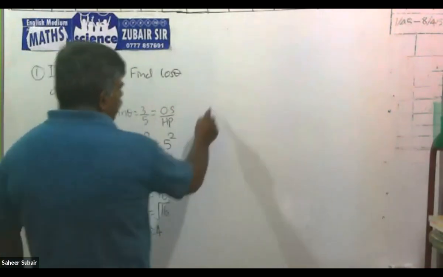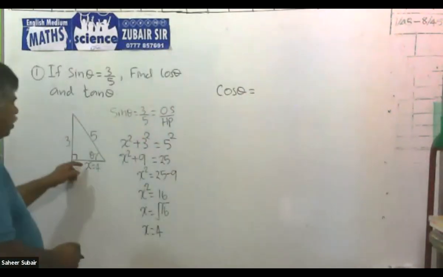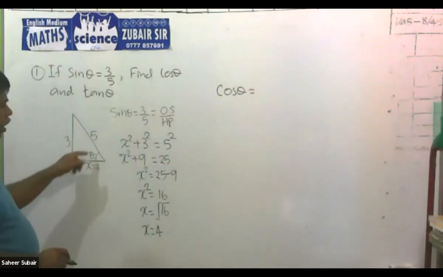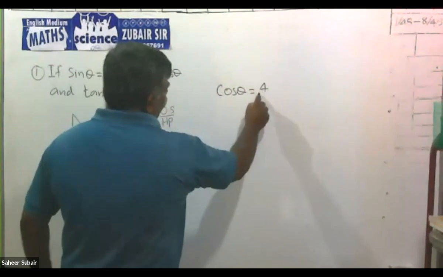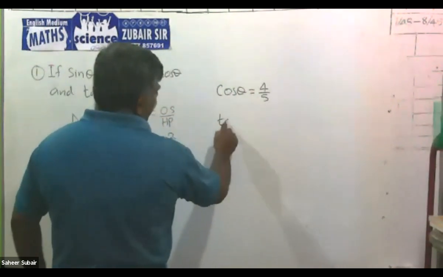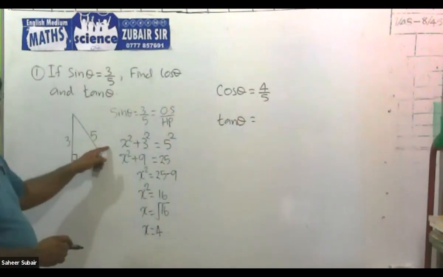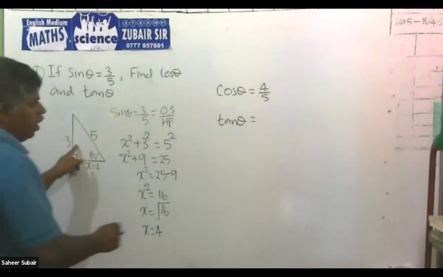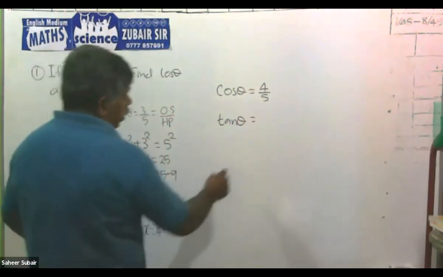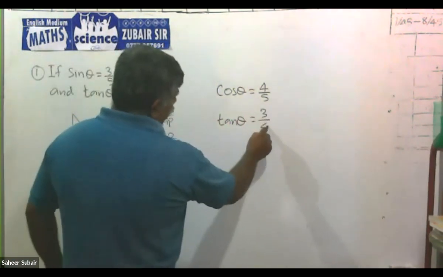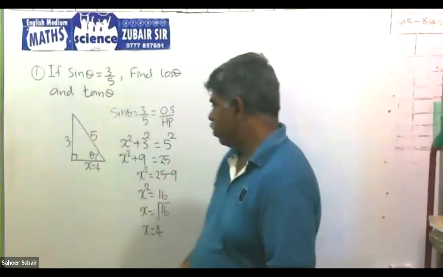Now he is asking you to find cos theta and tan theta. Cos theta means adjacent over hypotenuse. Adjacent is 4, hypotenuse is 5, so 4 over 5. Then tan theta is opposite over adjacent. Opposite is 3, adjacent is 4, so 3 over 4. So we can write any ratio.